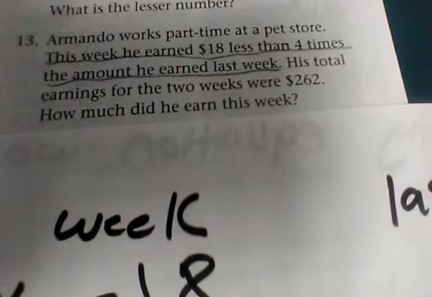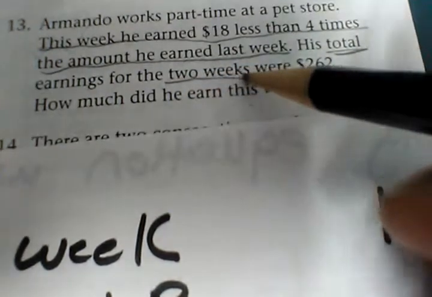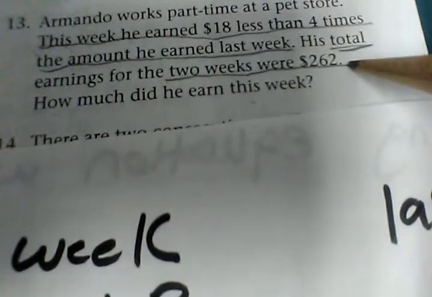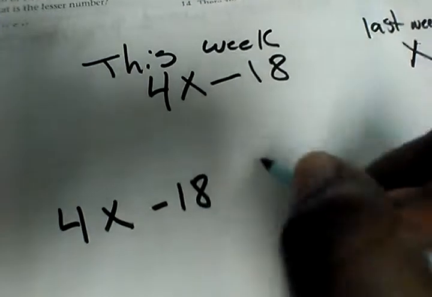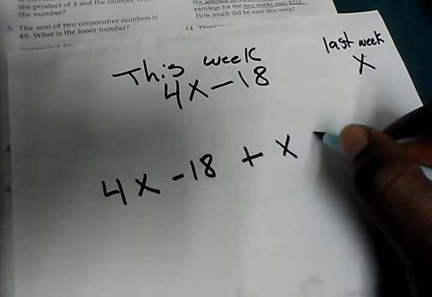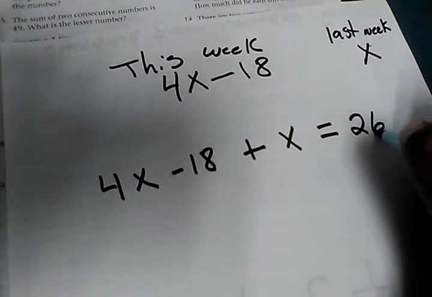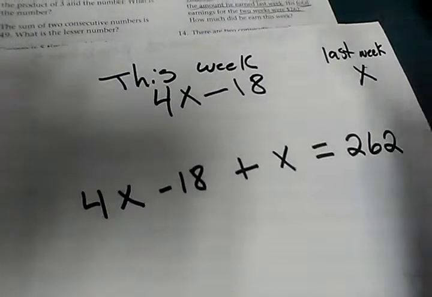Then it goes on to say his total earnings for the 2 weeks. Total usually means that I am adding something, and the total has to be the 2 weeks that I talked about, and it's going to total out to $262. So, okay, that's telling me whatever he did this week, which was 4X minus 18, plus what he did last week, because remember I'm talking total, so I have to add, which is X, is going to give me a total of 262. That's what I got out of just setting up the problem, breaking down the problem.